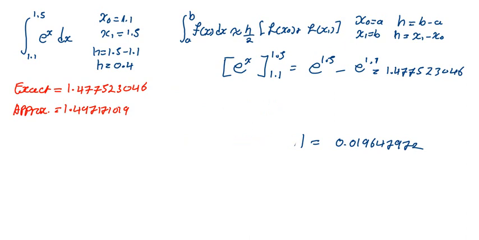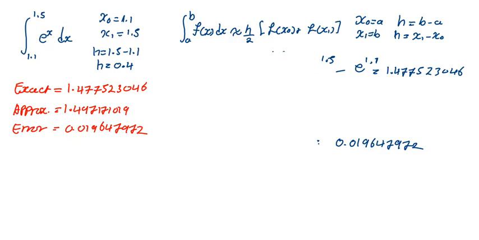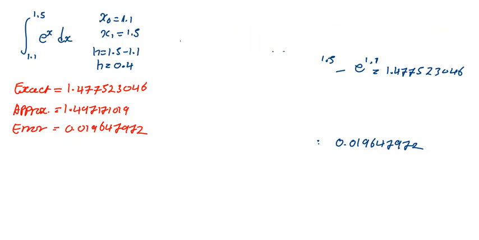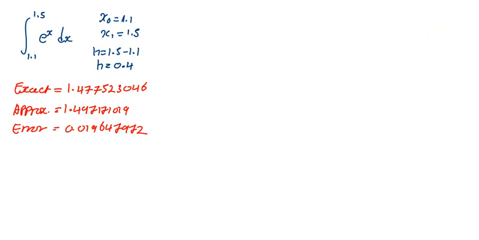Then the error, we know what we have gotten. The error is equal to 0.019647972. Okay, so now let's go ahead and use the given information to apply Simpson's rule, and you see what you're going to get. So these here are going to change.